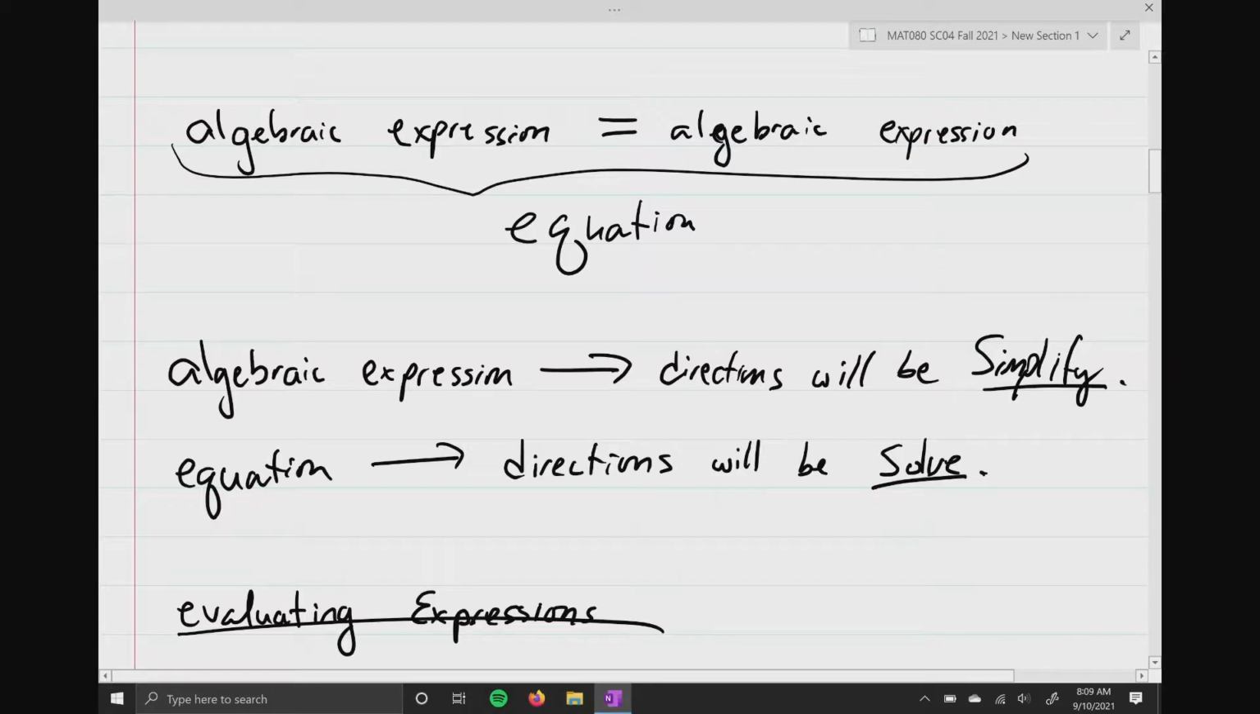You're going to combine like terms. You're going to bring things together. For an equation, the directions will always be solve. We want to know what does x equal. And that means eventually you have to move terms from the left side of the equation to the right side of the equation and so forth. All right. Now, we really didn't do too much of that. We're going to be doing that today. All right. So you're going to see that in action.